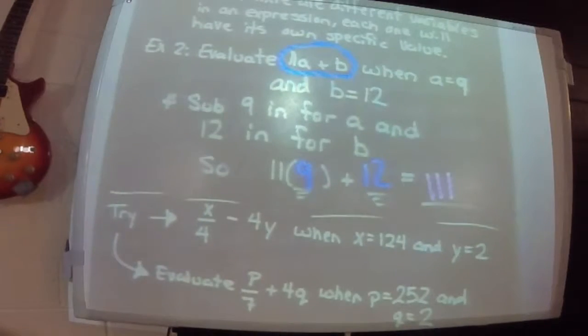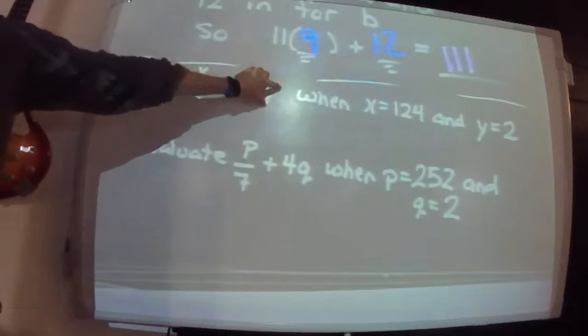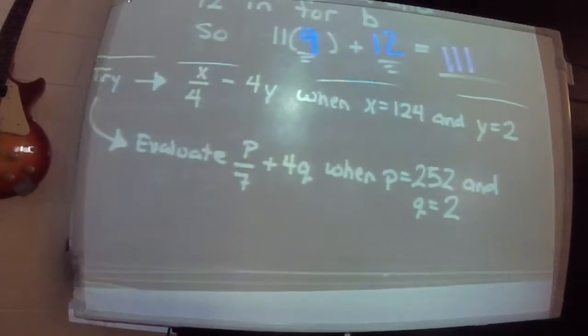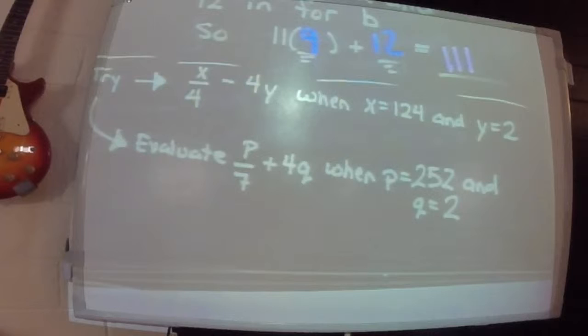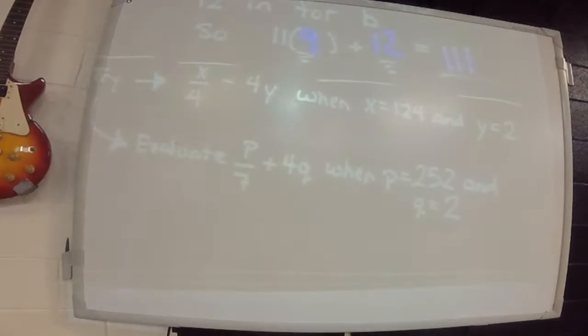Okay, these next 2, I want you to try. I want to give you a minute to try. You can use the store button if you want to, or you can just sub the numbers in the right spots. Take 1 minute, see if you can get both of them done really quick, and then we will check your answers. So do these last 2. x over 4 minus 4y, and p over 7 plus 4q. 1 minute. And I'll go ahead and have them done and get back to that.